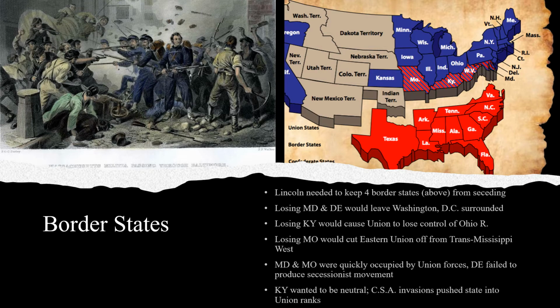Attacking slavery would have also angered the slaveholding border states and potentially led them to secede from the Union and join the Confederacy. As I mentioned before, it was critical that the Union not allow the Confederacy to gain more states, especially strategically important border states like Kentucky, whose northern border was the Ohio River, which connected the Eastern Union states and the Mississippi River.